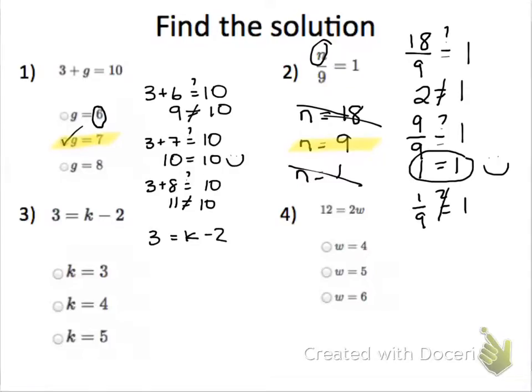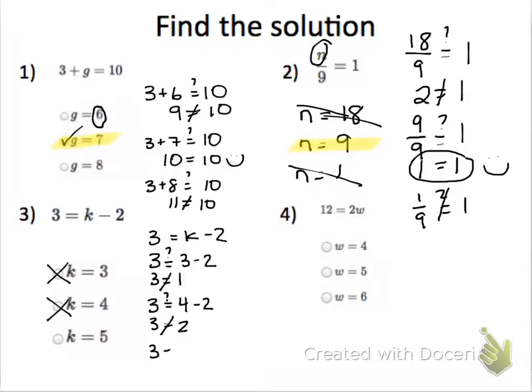What if k was 3? Is 3 equal to 3 minus 2? 3 minus 2 is 1. Is 3 equal to 1? No, so that means that this is not a solution. What if k was 4? Is 3 equal to 4 minus 2? 4 minus 2 is 2, and 3 is not equal to 2, so this is not a solution. Last one, is 3 equal to 5 minus 2? Well, 3 is equal to 5 minus 2 because 5 minus 2 is 3. So yay, we have found our solution. It's k is equal to 5.